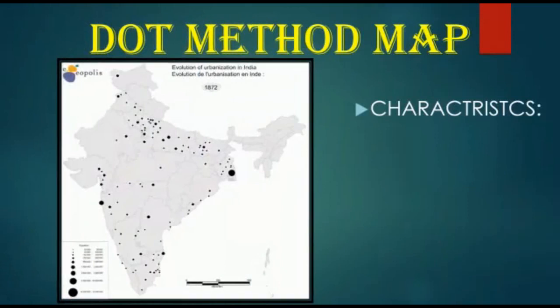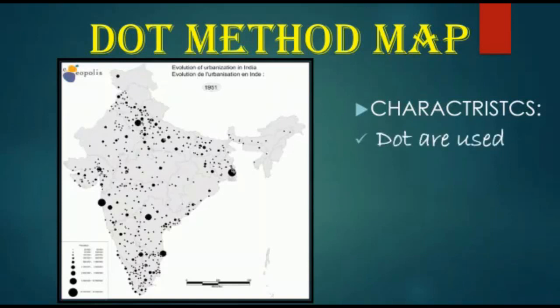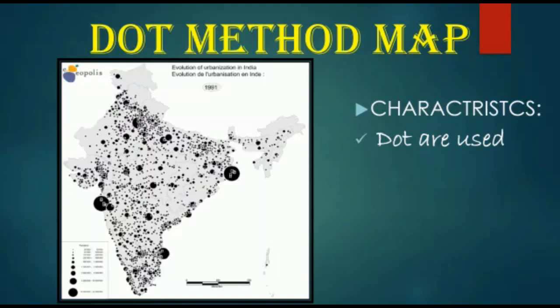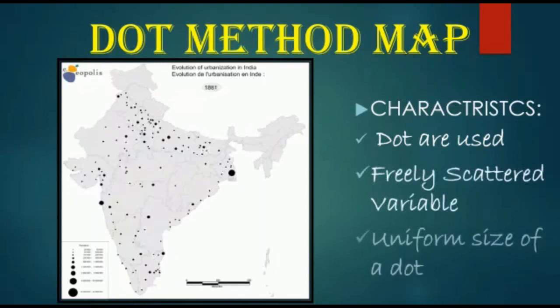Let's observe the dot method map. By observing the map, we can say the characteristics of dot method. In the dot method, the dots are used to show the geographical distribution of a particular variable as per the way a variable is distributed throughout the region. These dots are freely scattered. Also, the size of the dots is uniform.